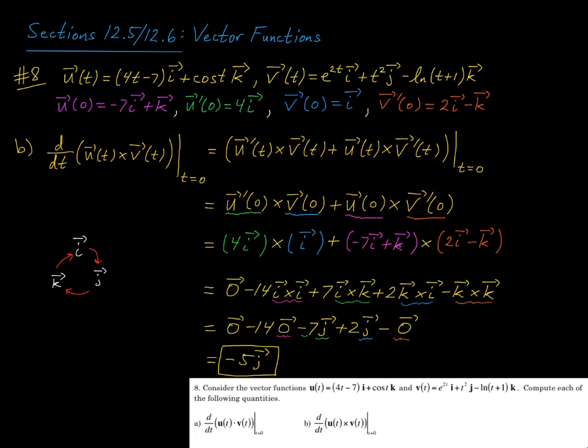All right, and so then what are we going to get? 2k cross i, from the next distribution, and what's k cross i? Well, here I'm going k to i, that's j. So k cross i is j. And then lastly, minus k cross itself, and that's the 0 vector. So when all is said and done, I have minus 7j plus 2j is minus 5j. All right, not too bad. And that does it for this video. Thanks so much.